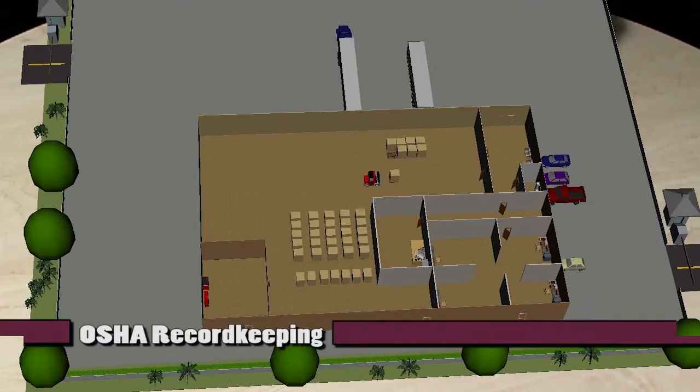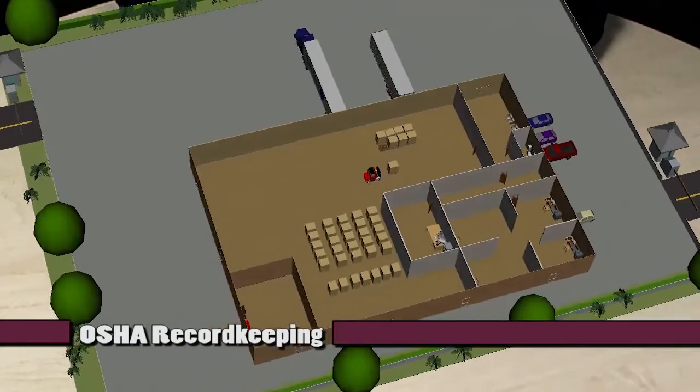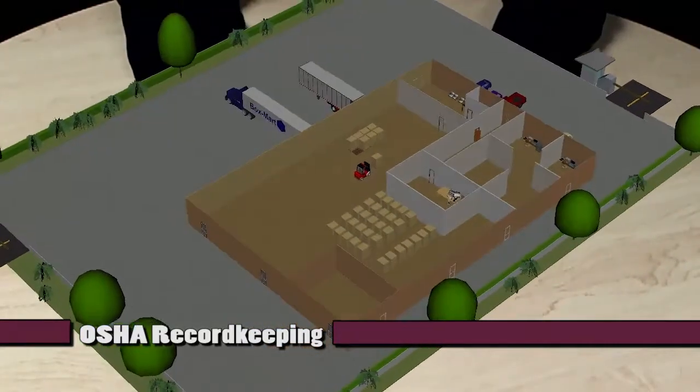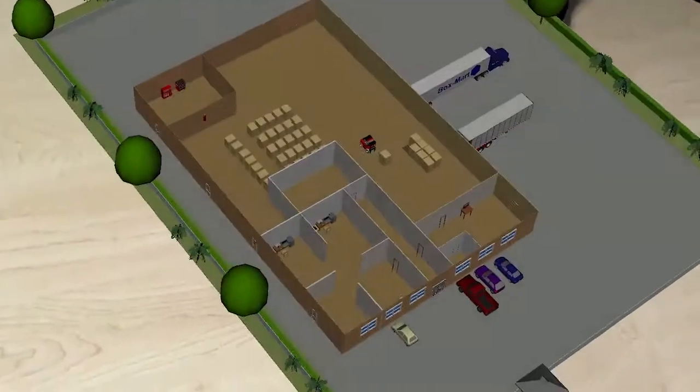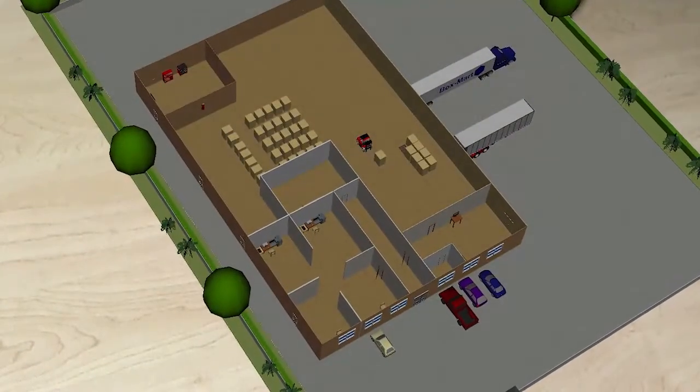OSHA record keeping is a regulated area because whether an injury occurs in the warehouse area, back in the maintenance shop, or if you were to look up in the front office, ergonomics, some of those issues are injury-related issues. So having an OSHA record-keeping program that accurately tracks injury and illnesses that occur in the workplace is critical. So the audit has to measure the implementation of those.